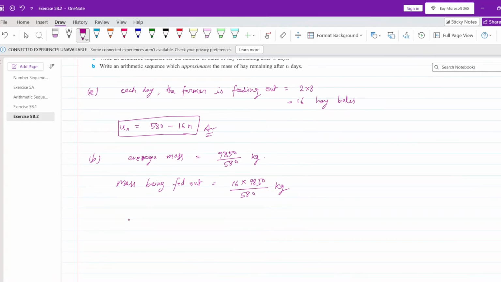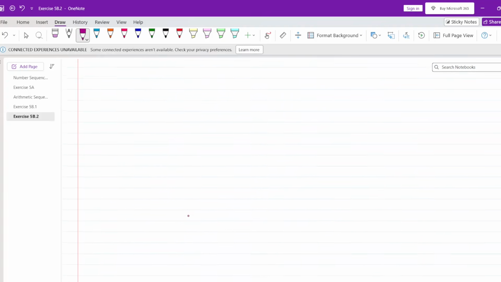Therefore, the remaining mass after n days, where this is the mass being fed out each day, is un equals 9850 minus this times n, where n is the number of days. Now you can solve it further to get the exact answer. I'll go to the next question.